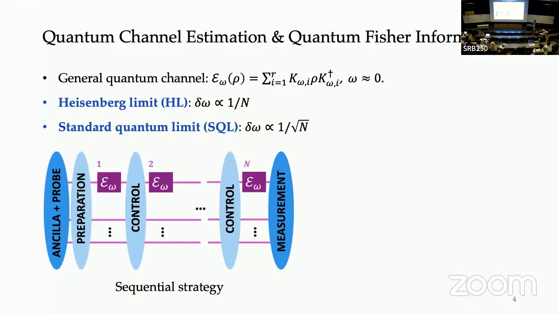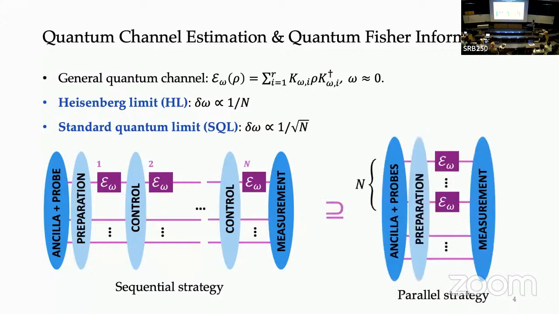This is called a sequential strategy because here the quantum channel applies on a single probe multiple times, instead of this strategy where you basically apply the quantum channel on multiple probes in parallel. This is not as general as a sequential strategy, but it is also widely applied in quantum metrology. And one question to answer is, with these strategies and with the number of channels n sufficiently large, what's the scaling of the estimation error with respect to the number of channels?